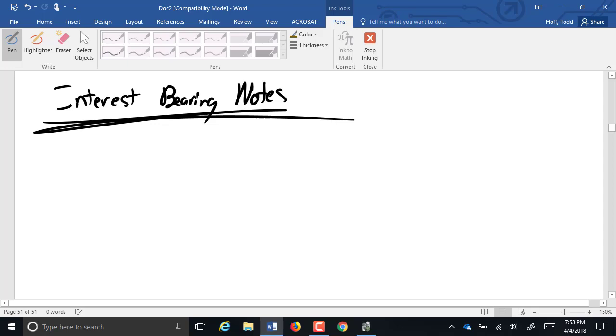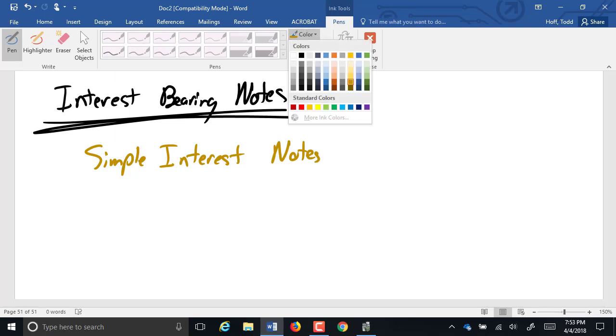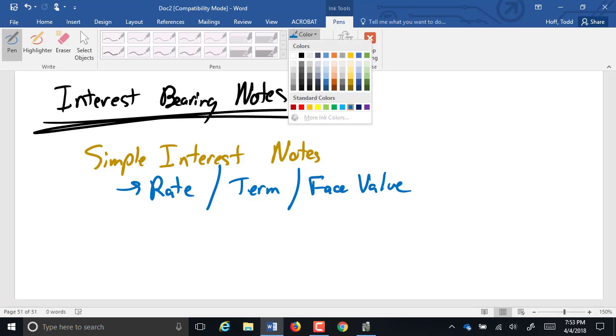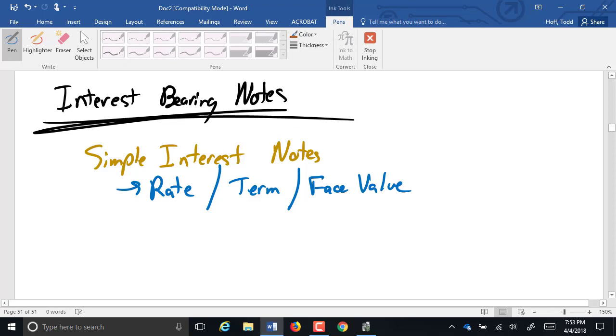So we're talking about interest-bearing notes. And what we have talked about so far has been something called simple interest notes. On those simple interest notes, printed on the note is a rate, a term, and a face value. That's actually printed on every note.